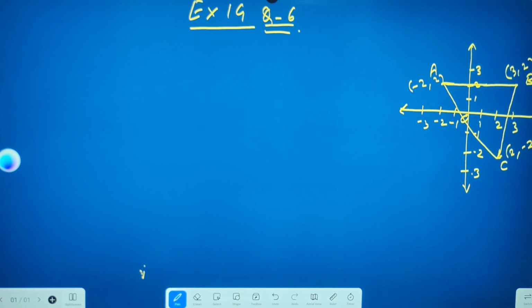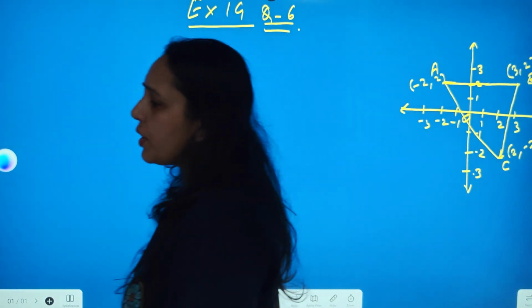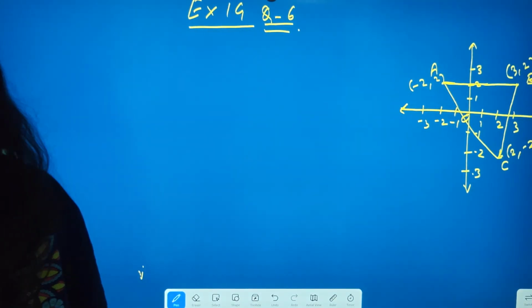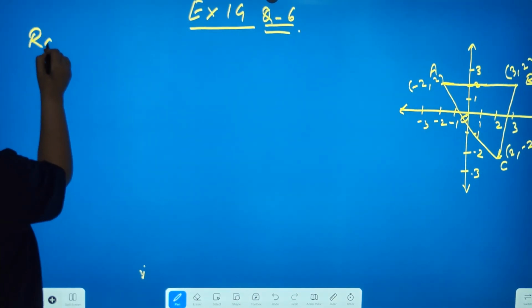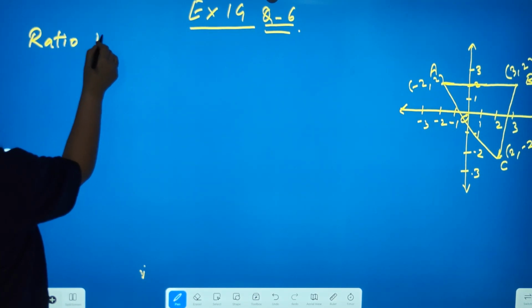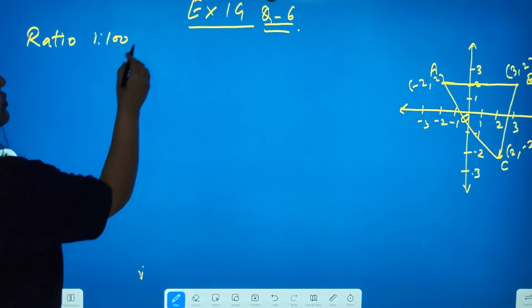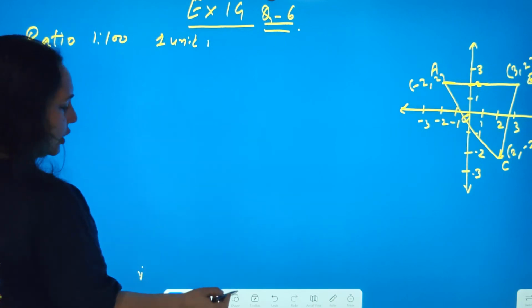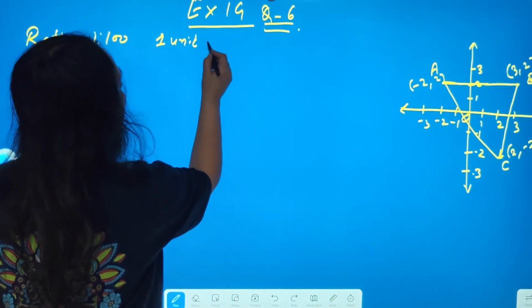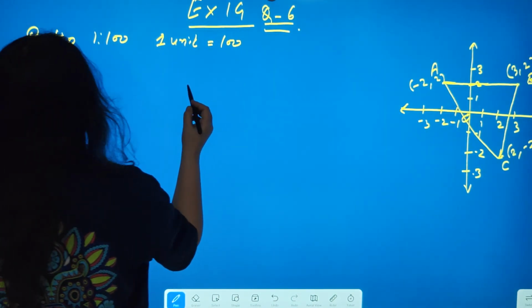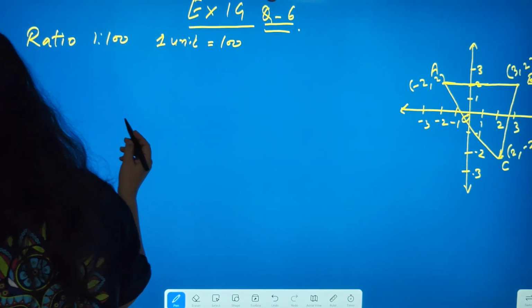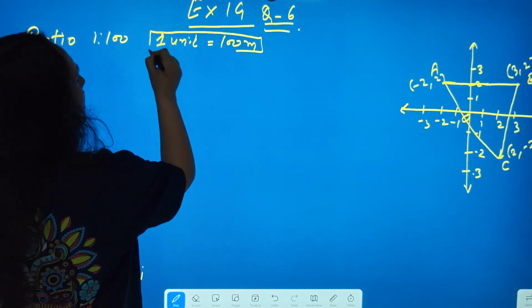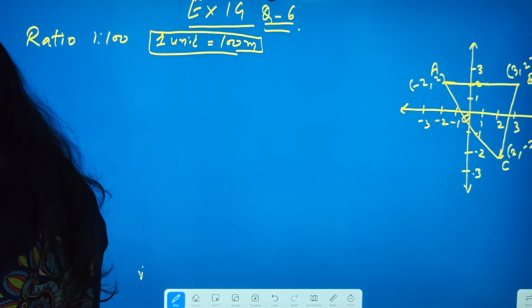Now the question is: a block of land is illustrated in a simple map which uses a ratio. So which ratio does it use? It uses the ratio 1:100. It means if 1 unit is there on the map, that is equal to 100 times, right? So 1 unit is equal to 100 meters, you can say over here. This is the ratio given to you, right?